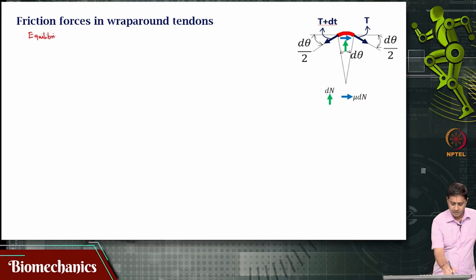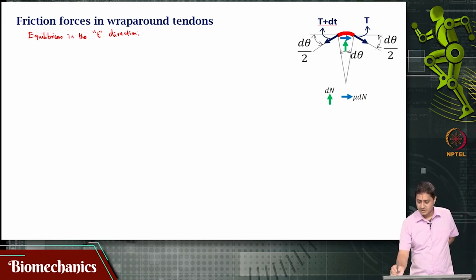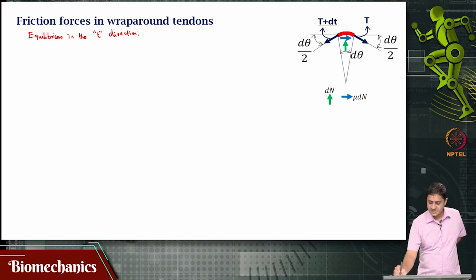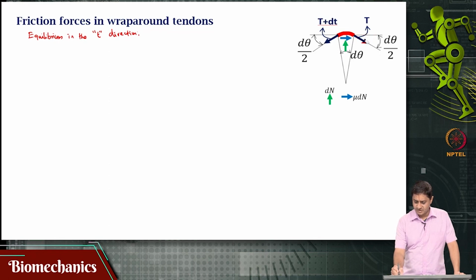So, equilibrium in the t direction, or in the tangential direction. What would that give us? This is the force that we want, but T is acting in this direction, but we want the force in that direction, is it not? Where that angle, what would that angle be? That is actually an interesting question, but you can find out. You can try to use your knowledge of geometry and verify whether this angle is actually d theta by 2.